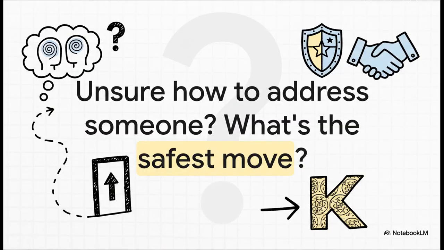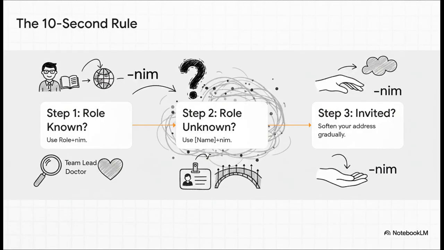So here it is, the big question we're tackling. You're in a new situation, you just met someone, and your mind is drawing a total blank. What is the single, safest, most reliable move you can possibly make? Let's answer that right now. And here you go. The 10-second rule. This is your entire decision tree right here.